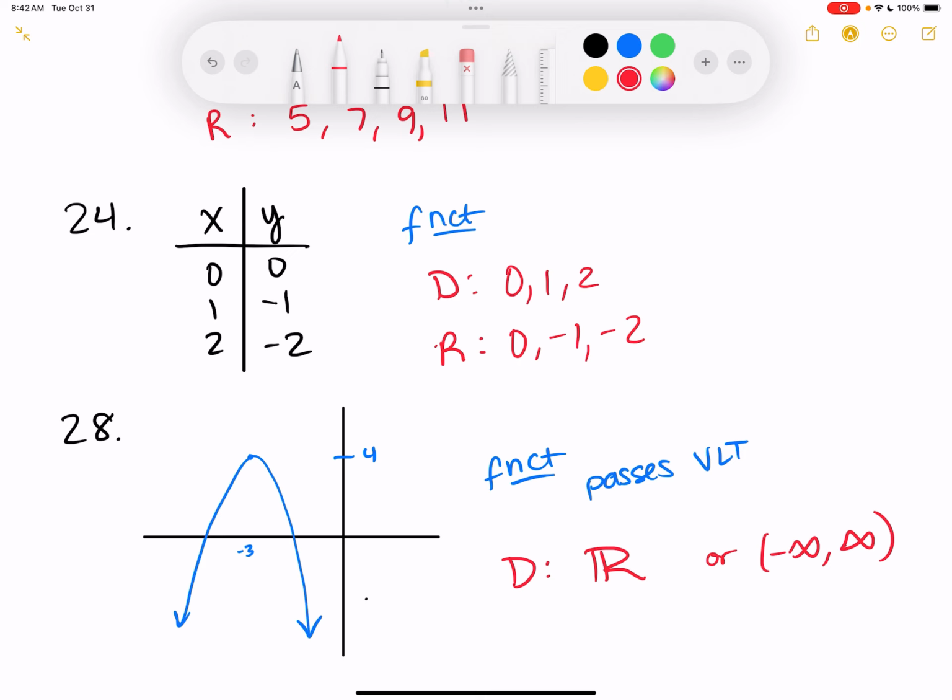So then it also wants range, and so range is all the y values that it takes on. So what y values would this function take on? Yep, -infinity to 4. And we include 4 because it goes up and it hits that point there. So that's going to be a bracket on that side.